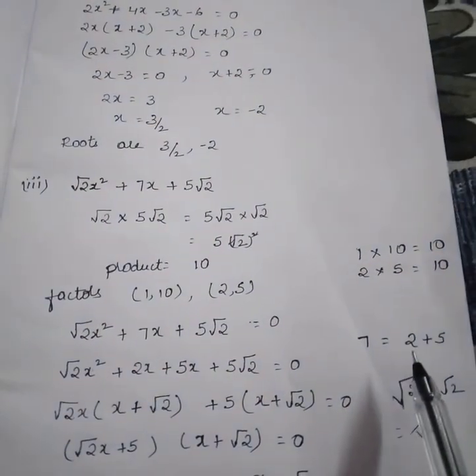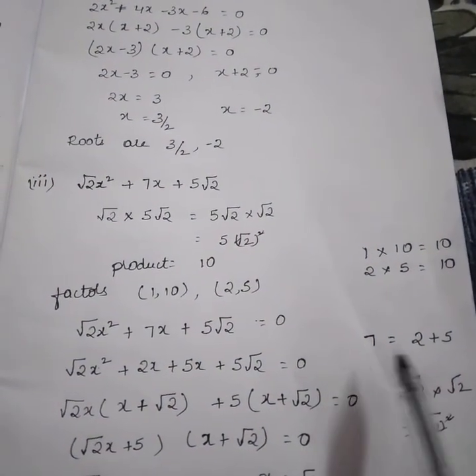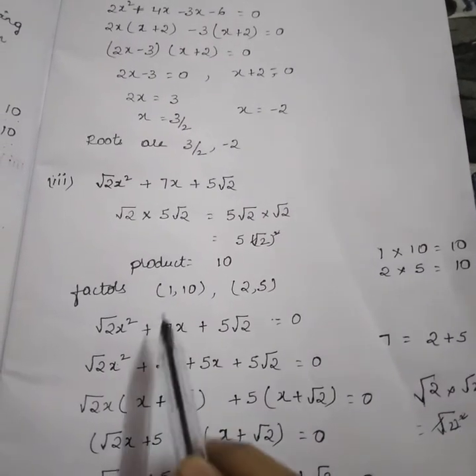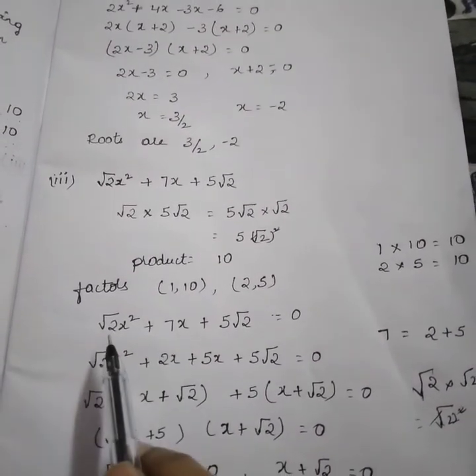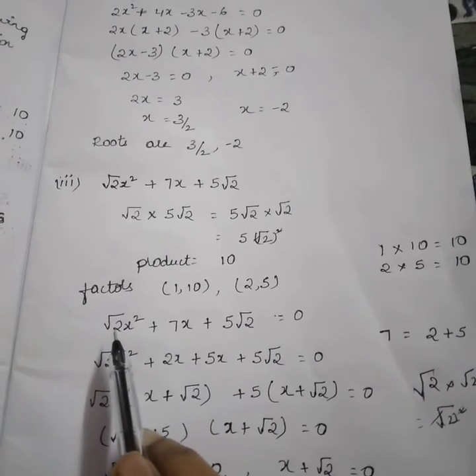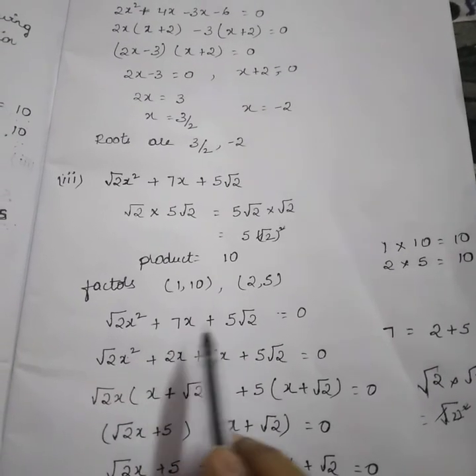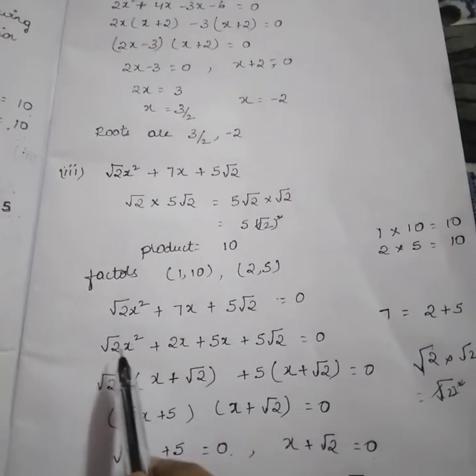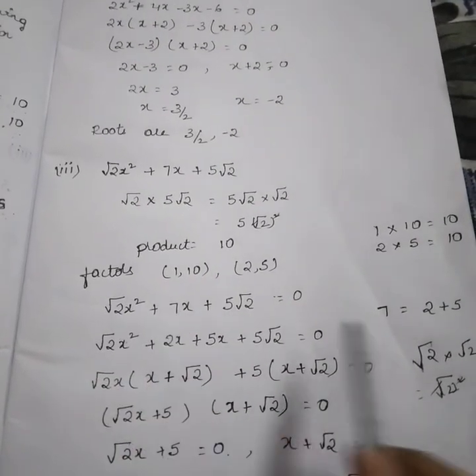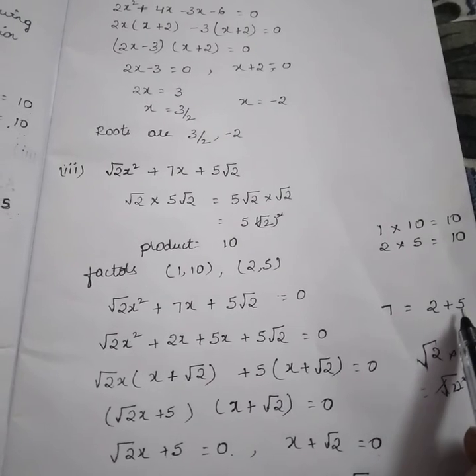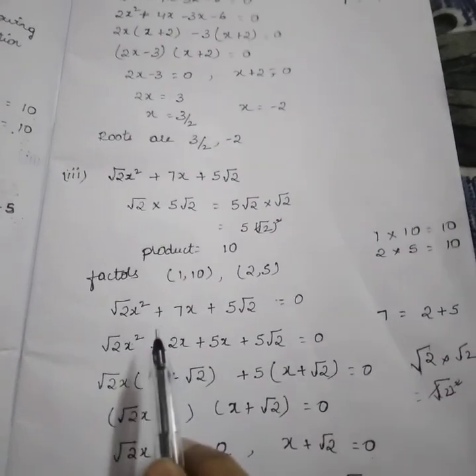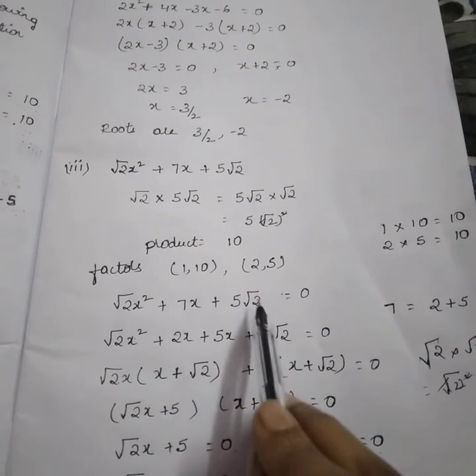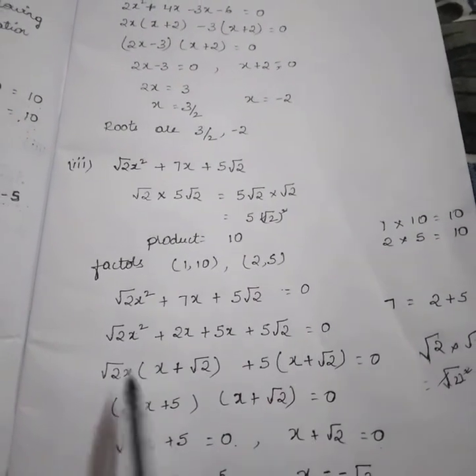So by adding we are getting 7. 7 is equals to 2 plus 5. Substituting these values in the middle term. Root 2 x square plus 7x plus 5 root 2 is equals to 0. Root 2 x square plus 7x can be written as 2x plus 5x, root 2 x square plus 2x plus 5x plus 5 root 2 is equals to 0.